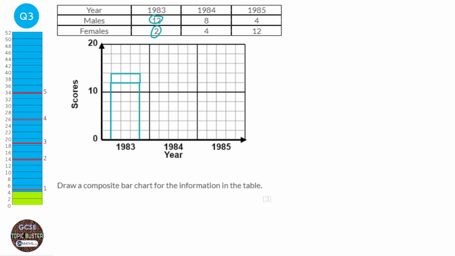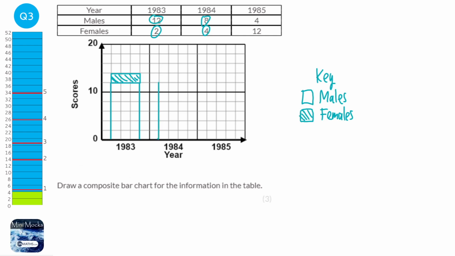And we need a way of showing male or female. So what I'm going to do is just shade the female there. And I'm going to just draw a key. I'm going to say if it's not shaded, it's males. And if it is shaded, it's females. Okay, next we're going to do the 8 and the 4. So what you can do is just do the whole thing. Then split it afterwards. So it would be like that. Shade in the females. And then finally we've got a 4 and a 12.